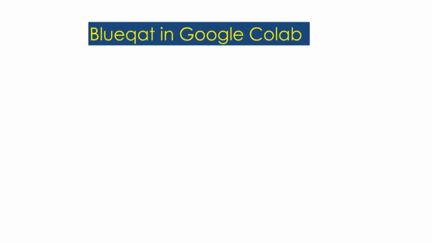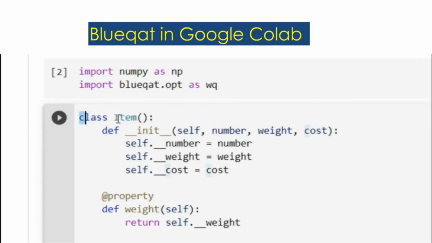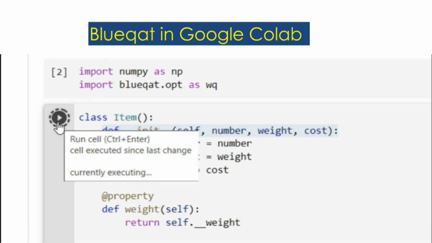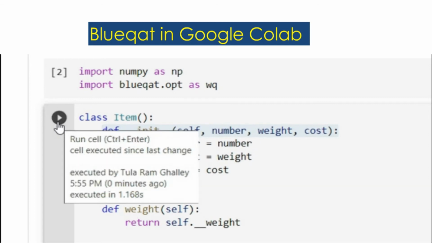Now we prepare some functions. Under the class named item, we have defined the init function, which is executed when the class is being initiated and assigns the values for the variables number, weight and cost. The self parameter is a reference to the current instance of a class and is used to access variables that belong to that class. These functions return the values according to their weight and cost.